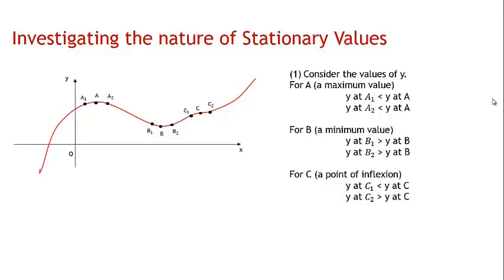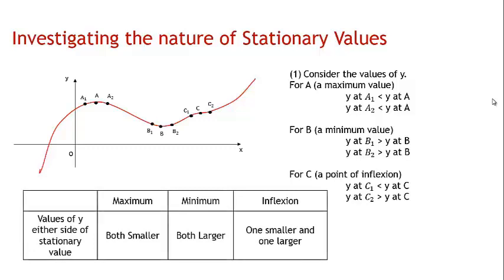Now, if we summarize the nature of the stationary values, both the values of y on either side of the stationary value for the maximum point are smaller. Both the values of y on either side of the stationary value of a minimum point are larger. But for the inflection, one value is smaller and the other is larger.